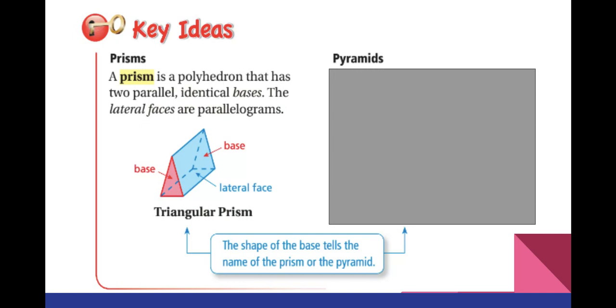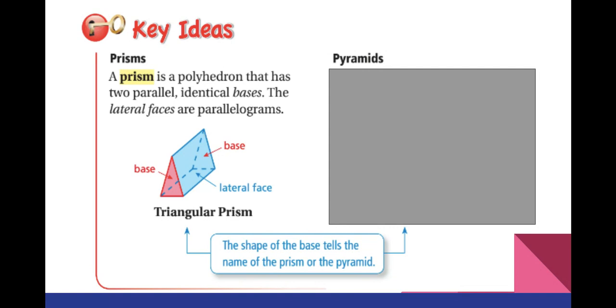The two categories that we're going to study under this unit are prisms and pyramids. So I'm going to review prisms with you first. A prism is a polyhedron that has two parallel identical bases. The lateral faces are parallelograms. So here we have a picture of what's called a triangular prism. These three-dimensional figures are named based on the shape of their base. So this triangular prism has two triangular bases. We see one here in the front, and then the other one is labeled in the back.